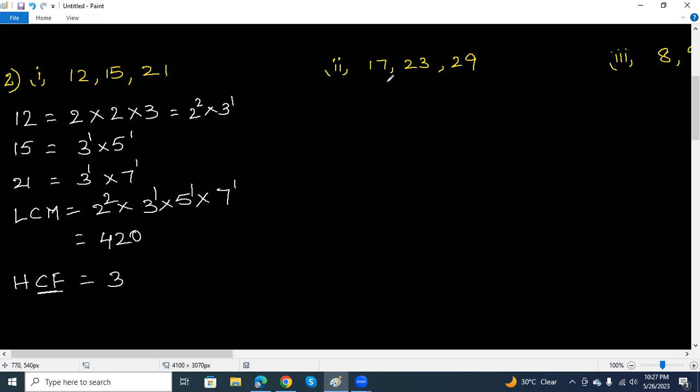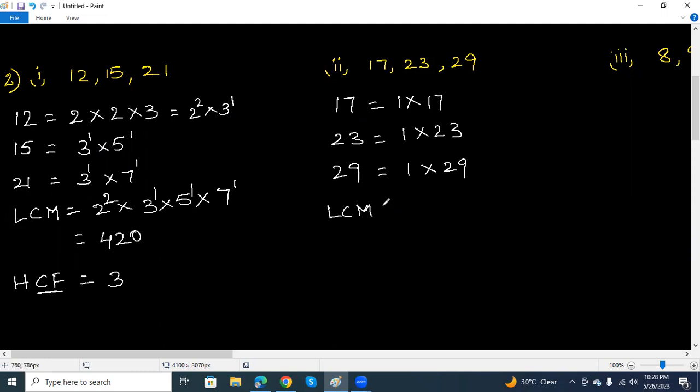Like this. Let's do the next question. 17 is a prime, right? So 1 and 17 are the only factors. 23 is also prime, so 1 and 23 are the only factors. 29 is also prime, 1 and 29 are the factors. LCM: write all the factors, 17, 23, 29. Actually, no need to mention 1. Okay. Next.